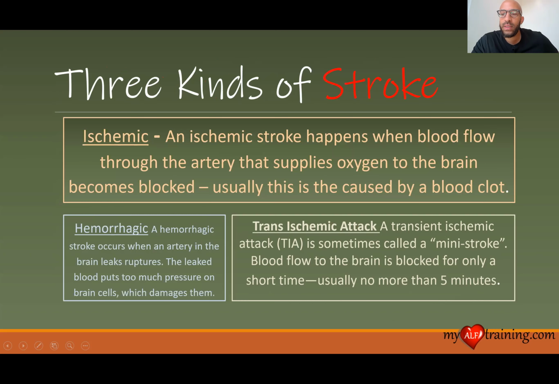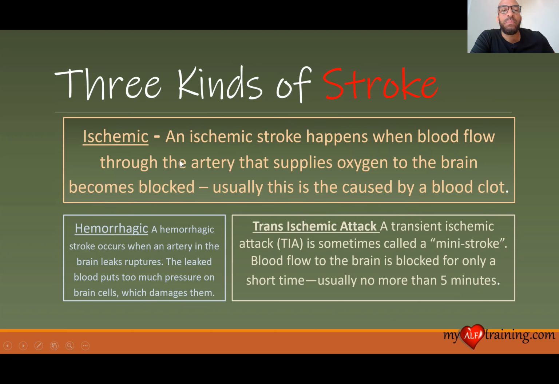So let's continue. We talked in the objectives portion of this presentation, I mentioned that there were three types of strokes. So here are our three types of strokes. And I actually structured this slide to show how often each of these strokes occur. An ischemic stroke, as you can see, occurs much more often than a hemorrhagic stroke or a transischemic attack. An ischemic stroke is the most common type of stroke.